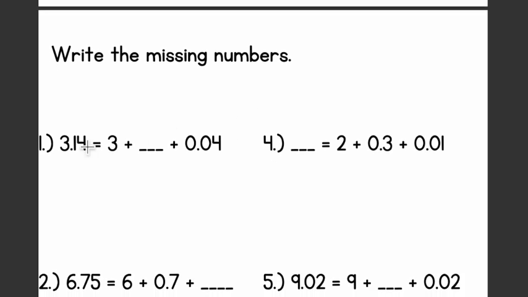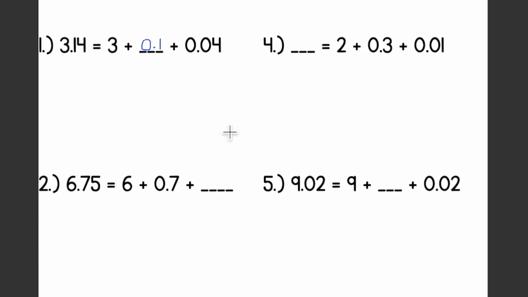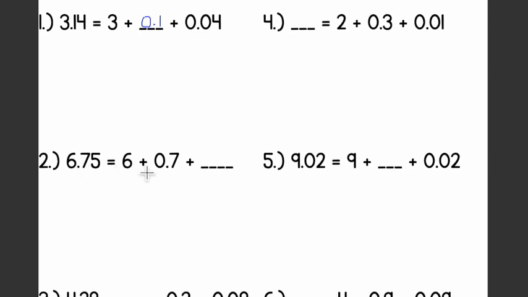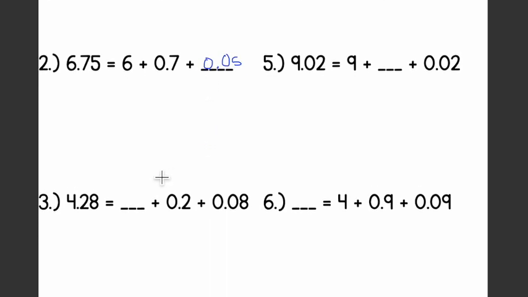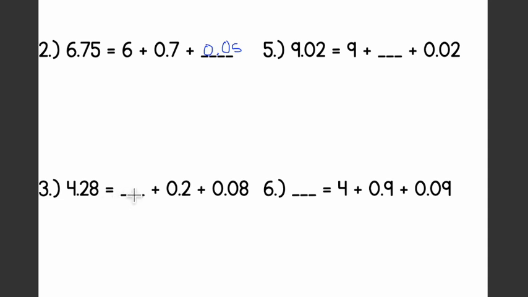Write the mixed numbers. So it looks like we're just separating the tenths, hundredths, and ones place. For number 1, we have 3.14 equals 3 plus blank plus 0.04, or 4 hundredths. Now we're just missing the tenths place, which is 0.1. And that's all we need to do. For number 2, we have 6.75 equals 6 plus 0.7 plus blank. So we're missing the hundredths place, which is 0.05. And for number 3, we have 4.28 equals blank plus 0.2 plus 0.08. So we're missing the ones place, and it looks like it's 4.